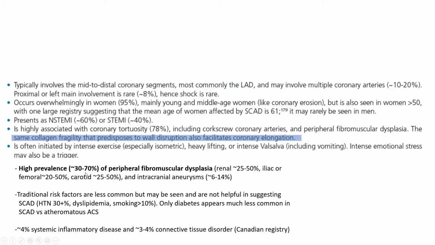Very important idea: high prevalence, 30 to 70% of peripheral fibromuscular dysplasia, and it depends on which series. One series suggested 85% prevalence, other more modern series suggest a lower end of that. And it could be renal, iliac or femoral, as in this case, or carotid. And they have a significant prevalence of intracranial aneurysm, 6 to 14%. That has implication on diagnosis. Finding those supports the diagnosis. That has implication also on further workup for those patients.